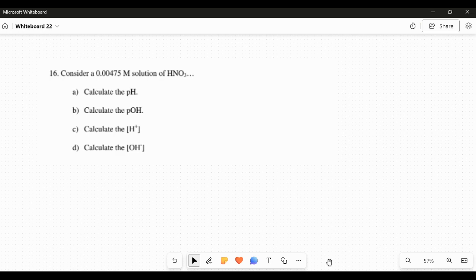It says, consider a 0.00475 molar solution of HNO3. This is nitric acid. And I want to be able to calculate the pH, the pOH, the concentration of hydrogen ions in molarity. That's what these brackets mean. They mean the concentration in molarity, and the concentration of hydroxide ions in molarity. Now, the good news is there's a few ways to go about this. So we're going to look at some different ways that we can do this.